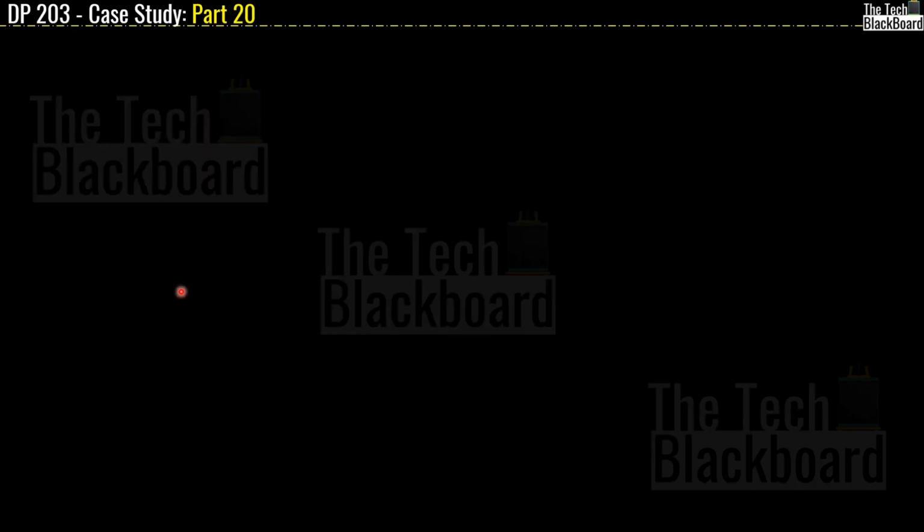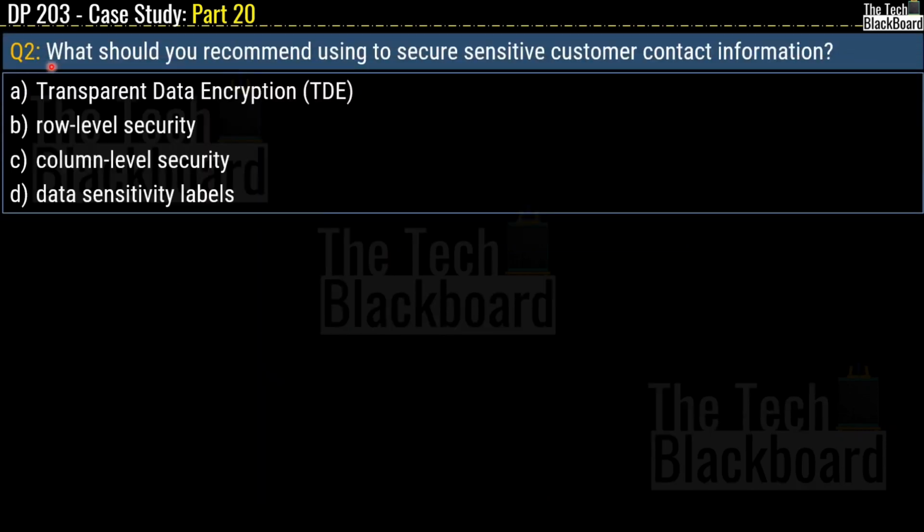Now let's move on with the second question. It says, what should you recommend using to secure sensitive customer contact information? Your options are transparent data encryption, row level security. The third option is column level security, and the fourth option is data sensitivity labels. And the correct answer is option C, column level security.